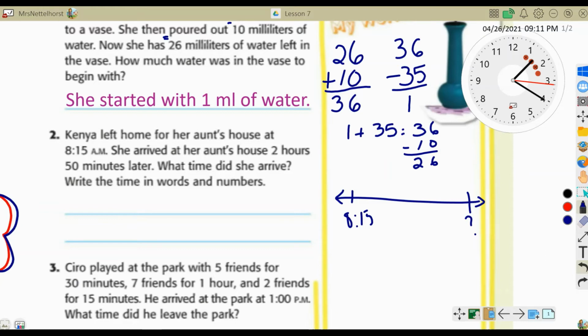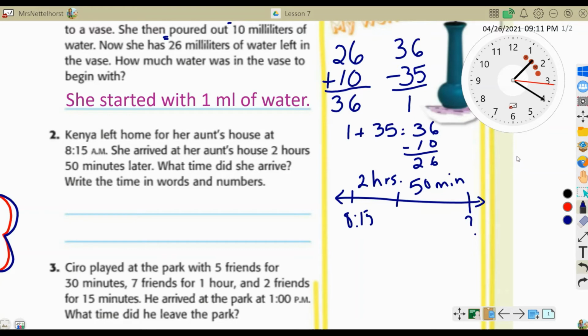So Kenya left home for her aunt's house at 8:15 a.m. She arrived at her aunt's house 2 hours and 50 minutes later. So let's go ahead and just do the 2 hours in one group here. And then we're going to do 50 minutes here. And that will give us the time.